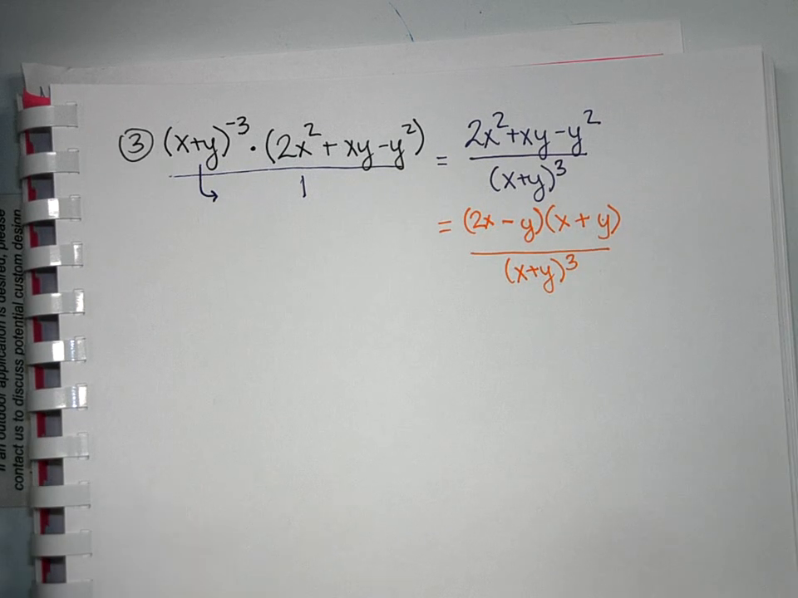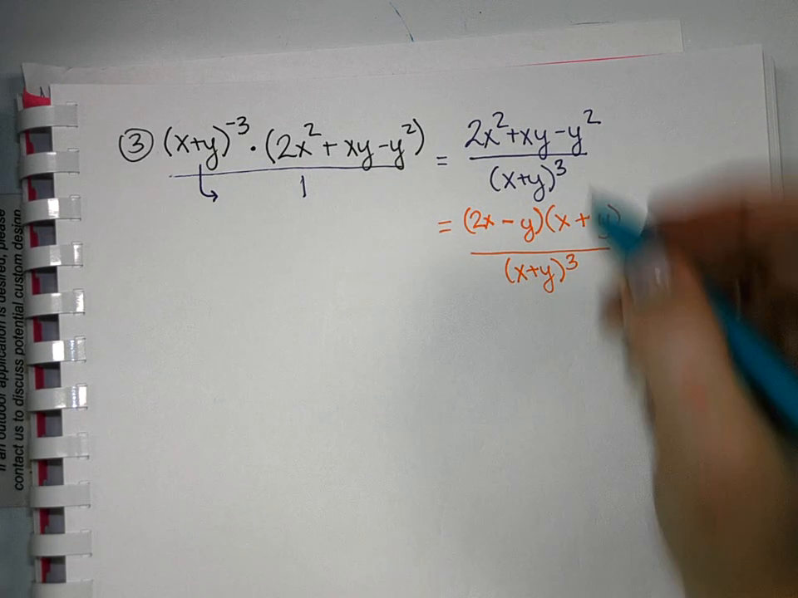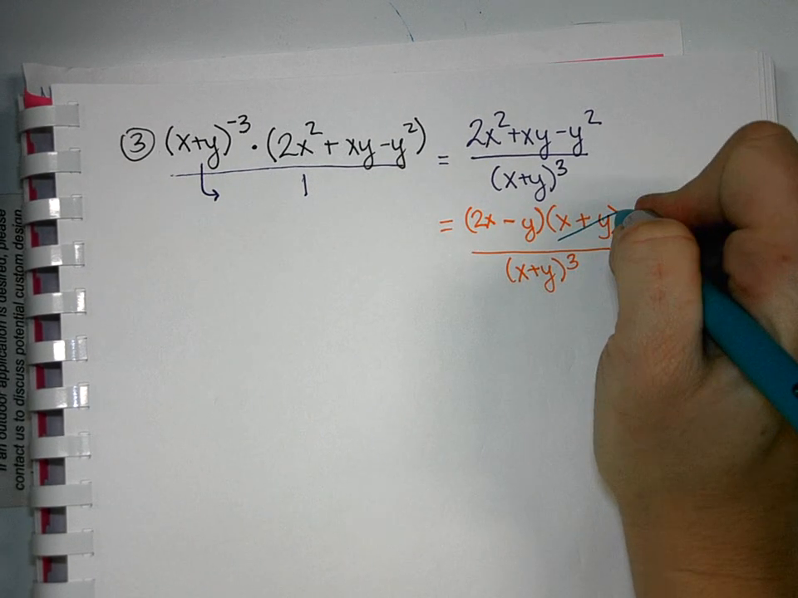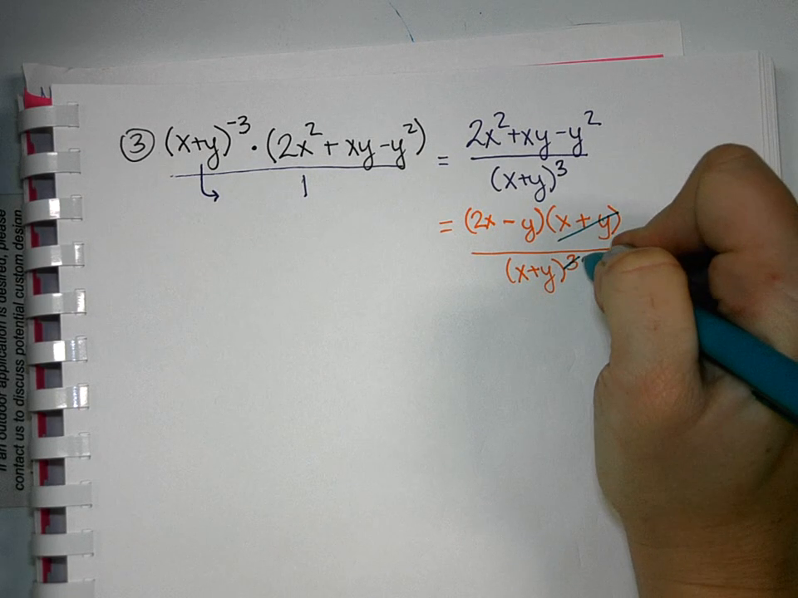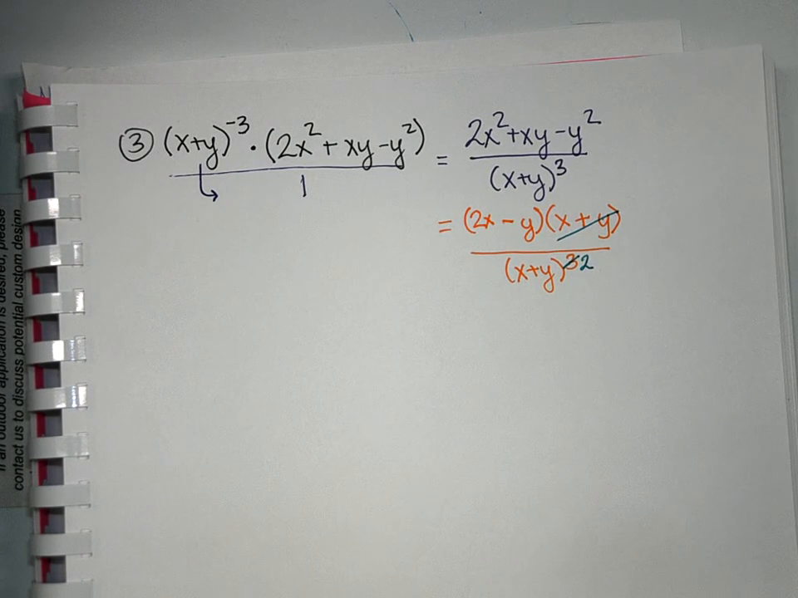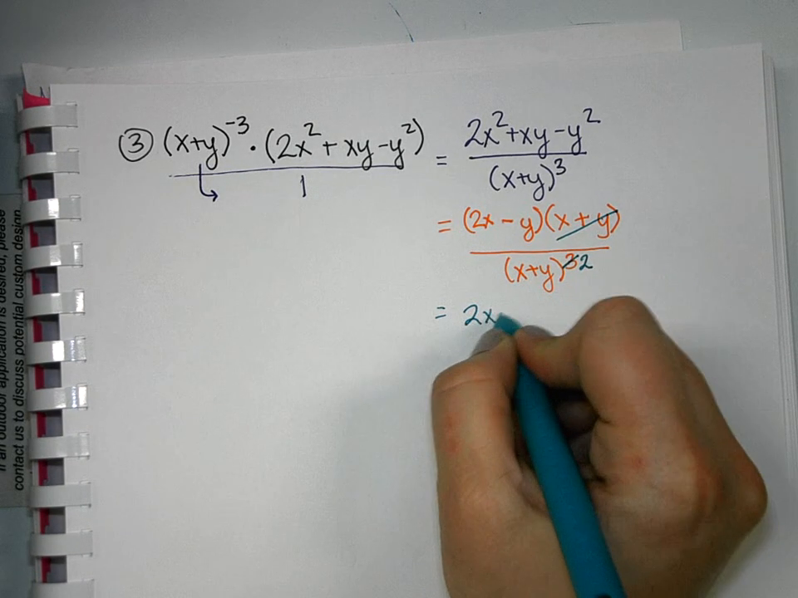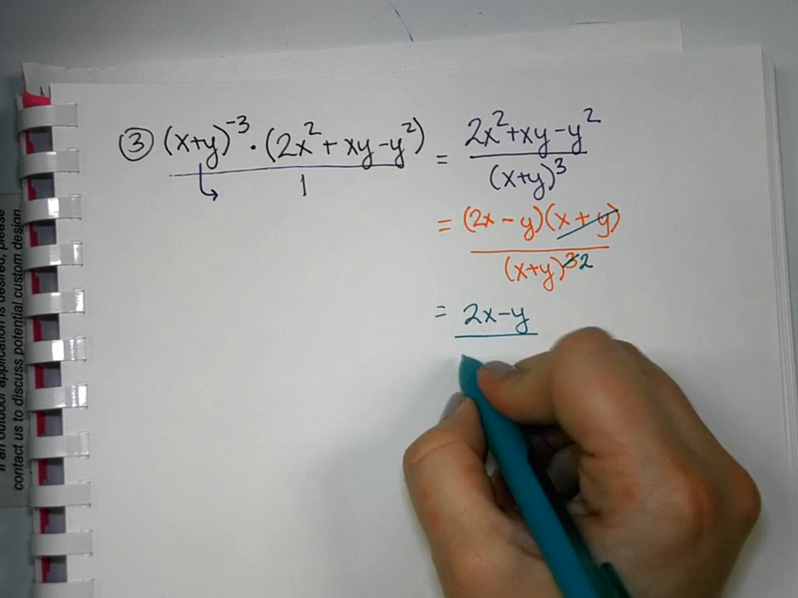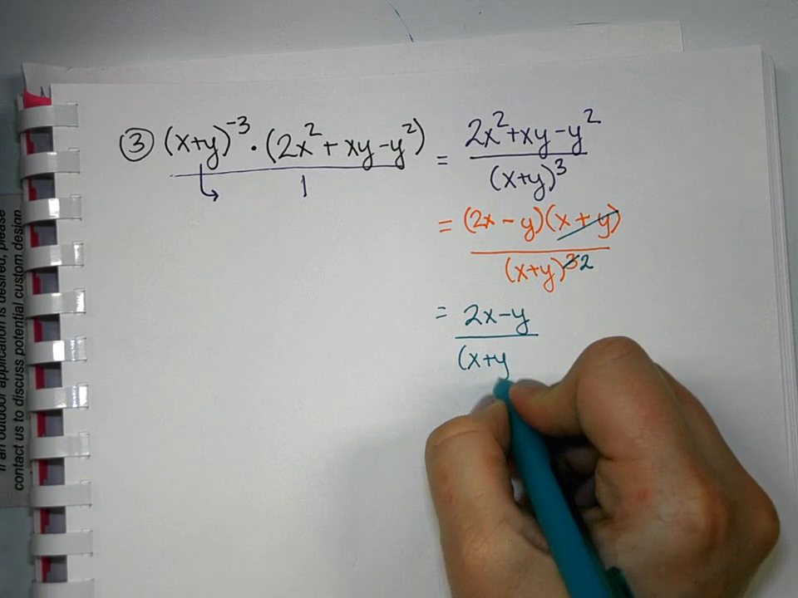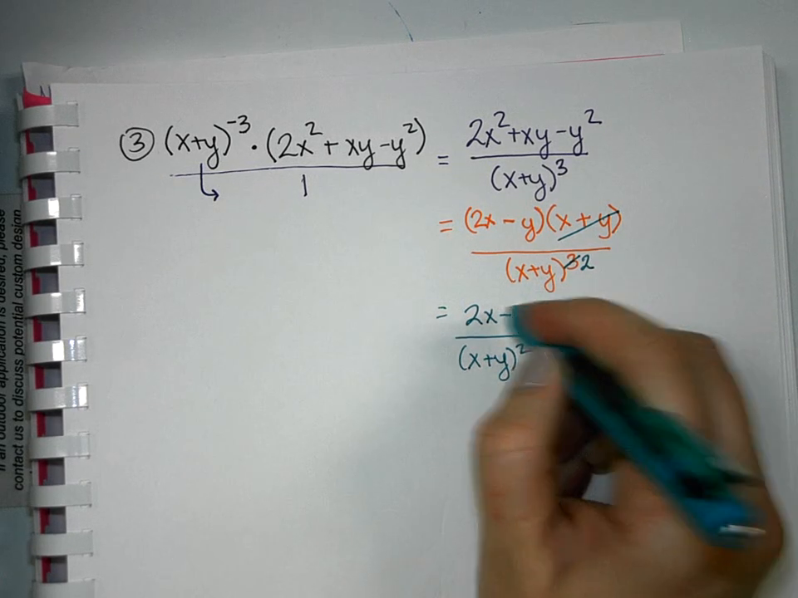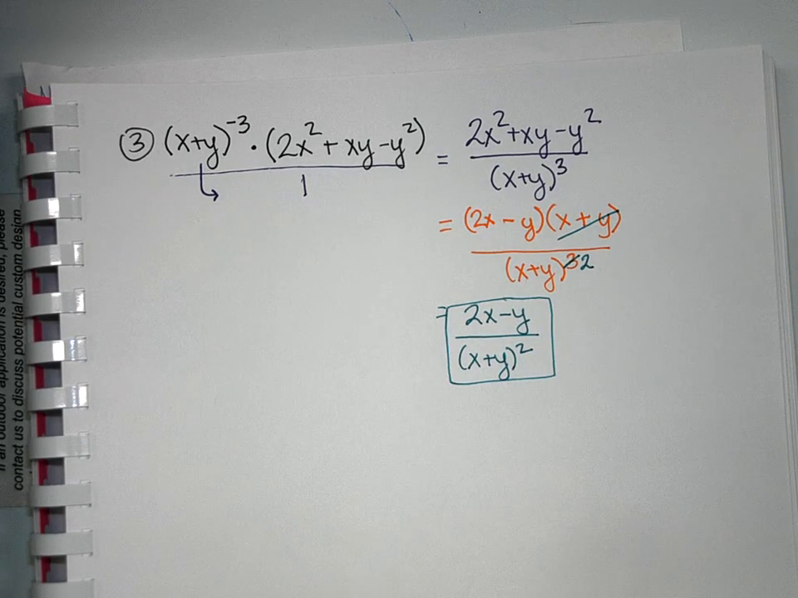So when looking at this now, I have an x plus y on top, and I have 3 of them on the bottom, so I can cancel one of them with that x plus y on top. So I'm left with 2x minus y over x plus y squared. Nothing else cancels. There's your final answer.